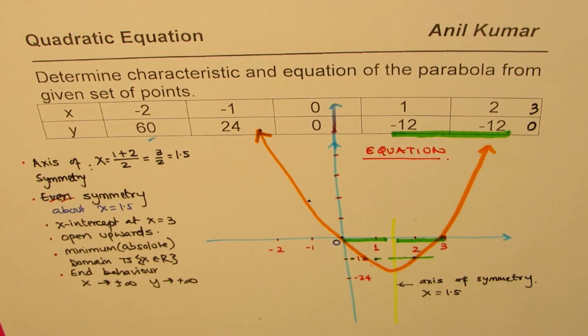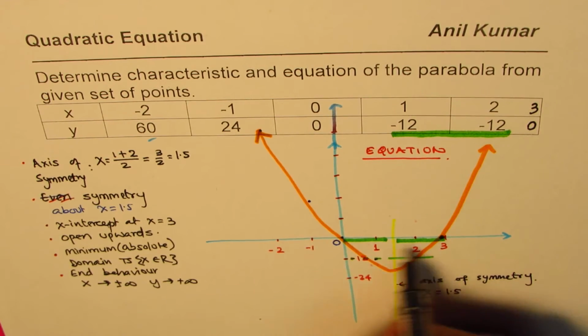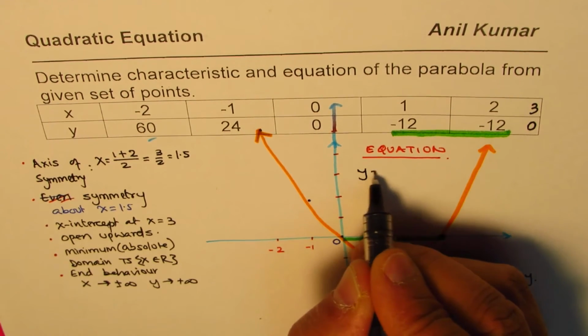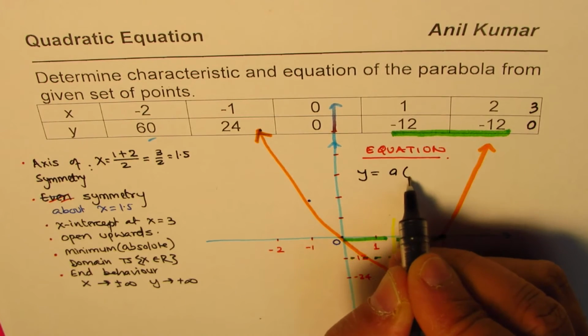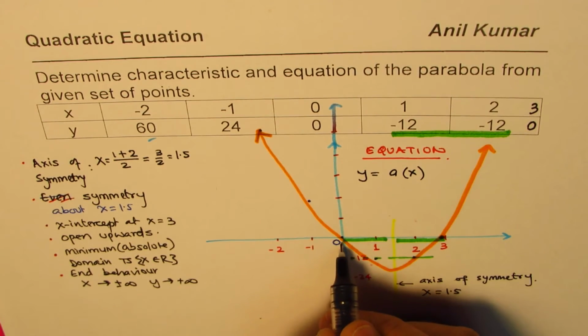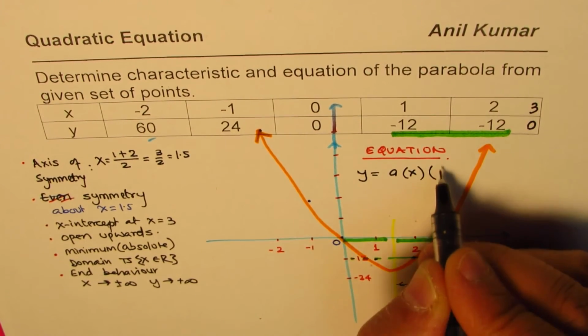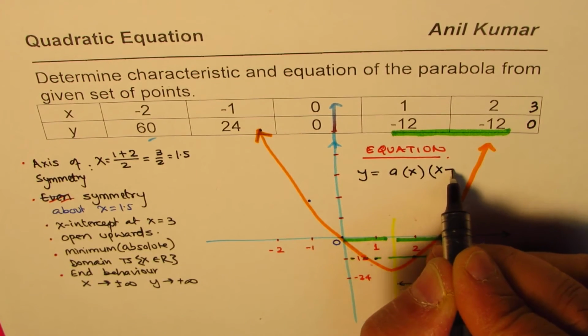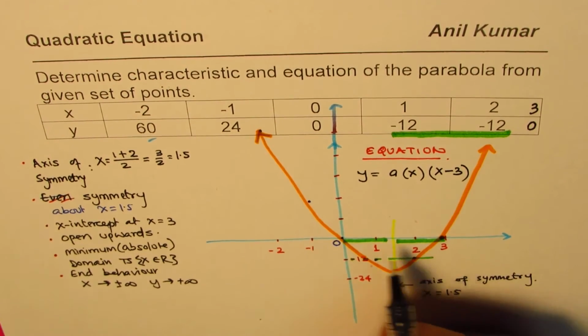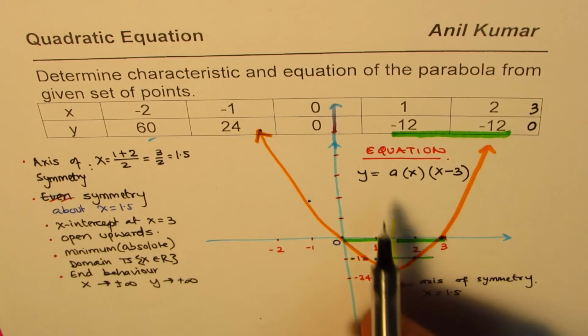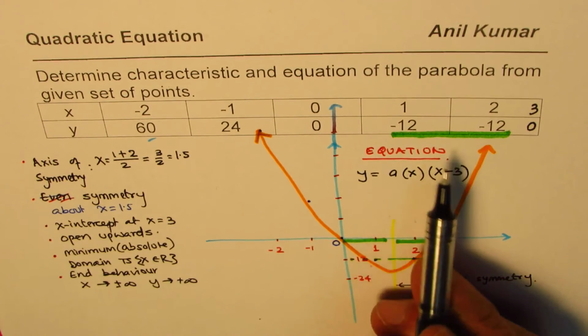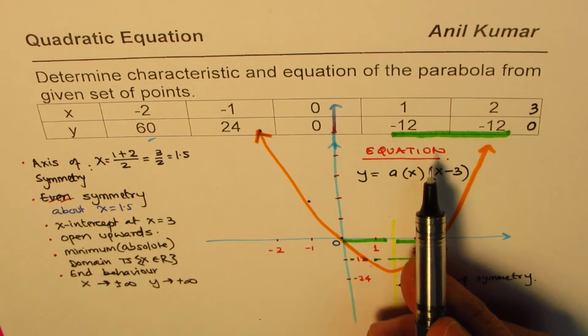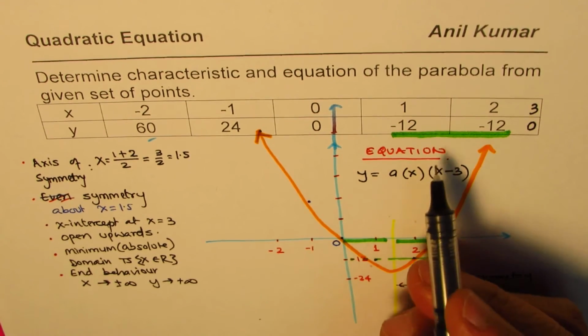Now since we have found that these are the two x-intercepts, we can write the equation as y equals a times x, the first x-intercept, times the other one, which is at x equals 3, so x minus 3, right? So that gives us the equation. To find the value of a, we could use one of these points. Let it be 1 and minus 12.